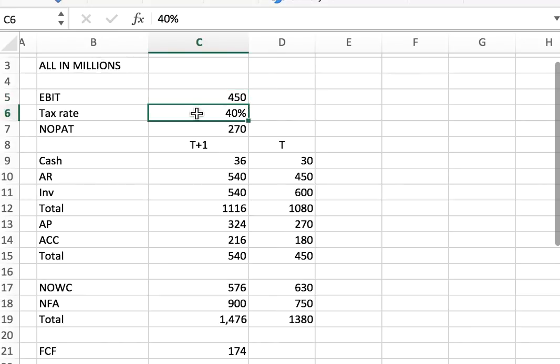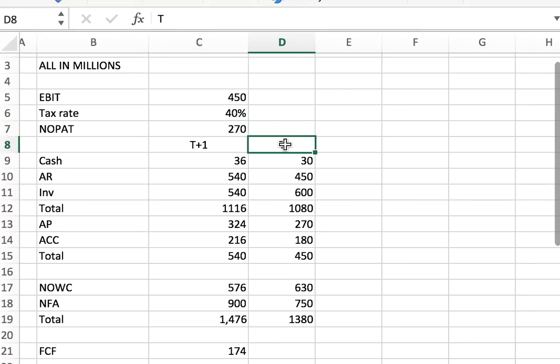We have a 40% tax rate, so our NOPAT, net operating profit after tax, is simply after tax. So it's a formula of C5, which is the EBIT, times 1 minus C6, which is the tax rate. So we pay 40% in taxes. That means we keep 60%. 60% times 450 is our 270.